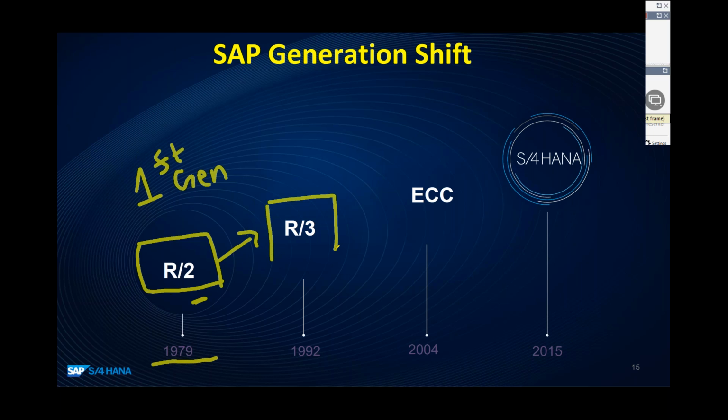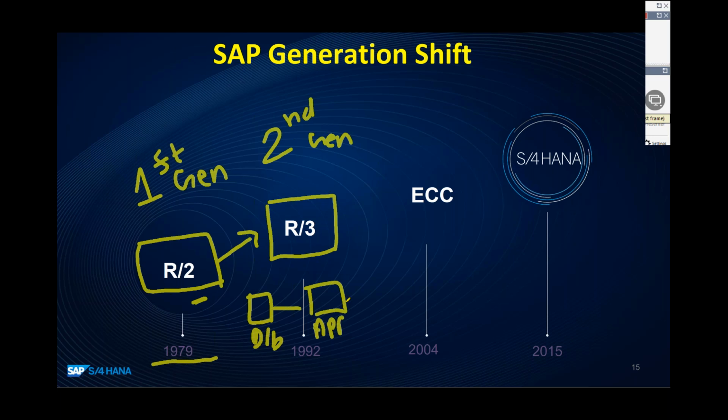We moved to the second generation R3 system. We did a huge improvement in R3, changing the whole architecture. We moved to the three-tier architecture where we have an application server layer, a presentation layer, and now a different database layer, or DB layer.